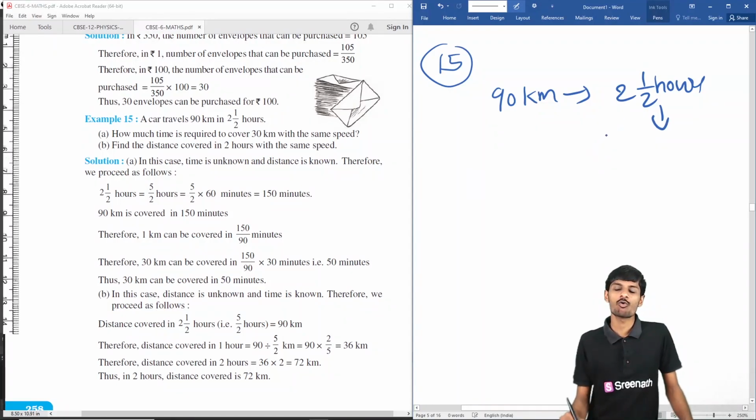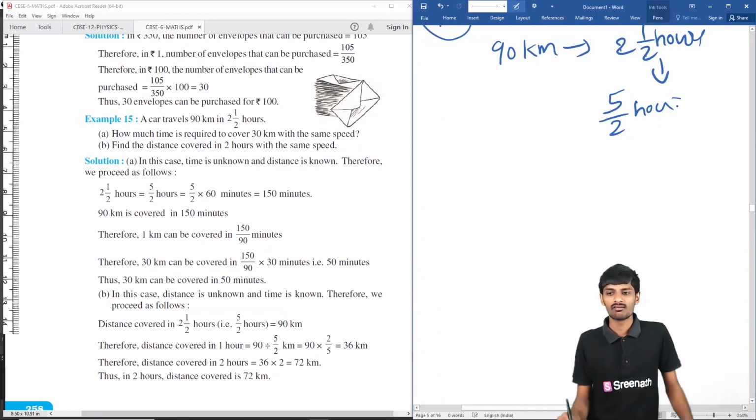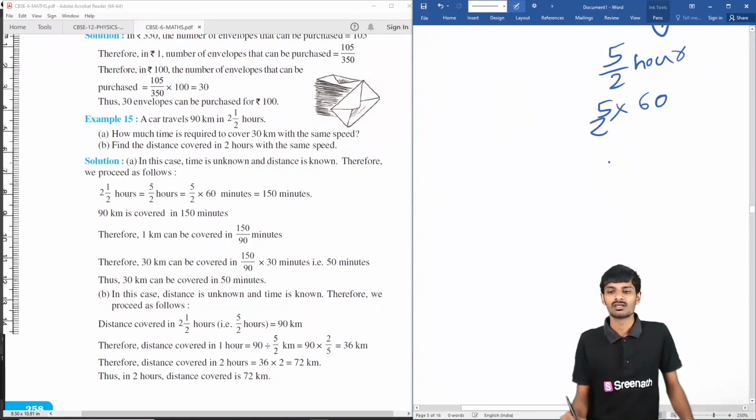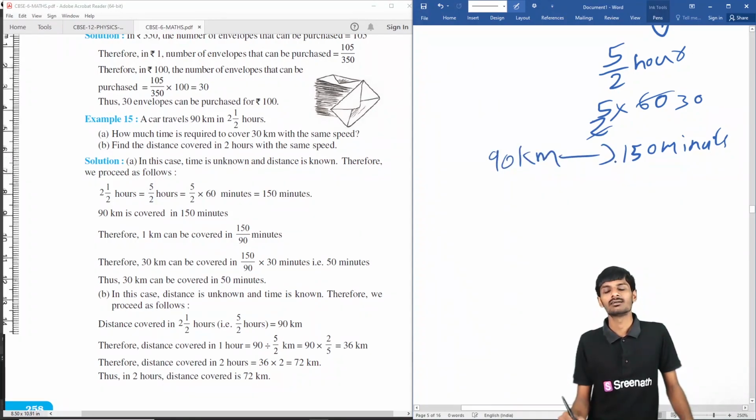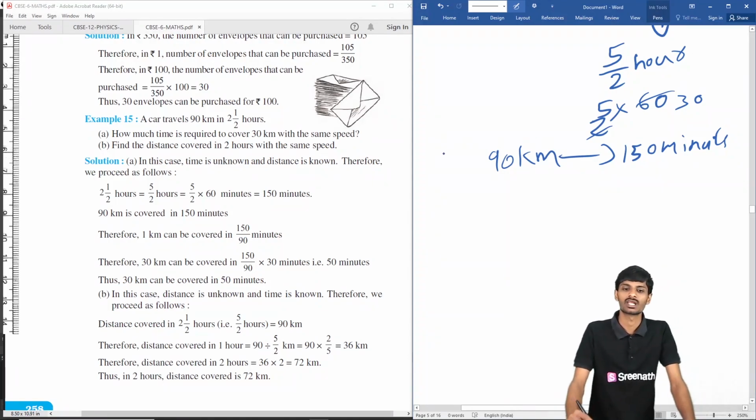2.5 hours means how many minutes, students? We want to convert into minutes. 2 and 1/2 is a mixed fraction. If you convert it into an improper fraction, that is 2 times 2 plus 1, which is 5 by 2 hours. Which means 5 by 2 into 60 minutes. So that is 30 times 5, so it is 150 minutes. So 90 kilometers it has traveled in 150 minutes.